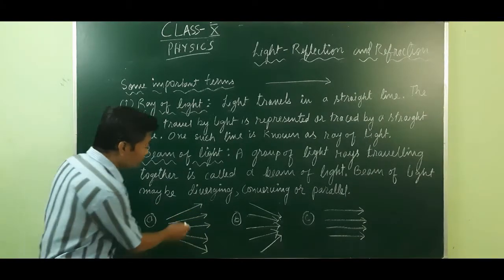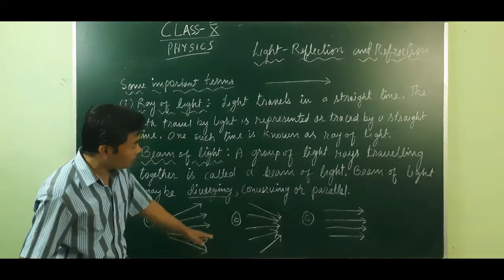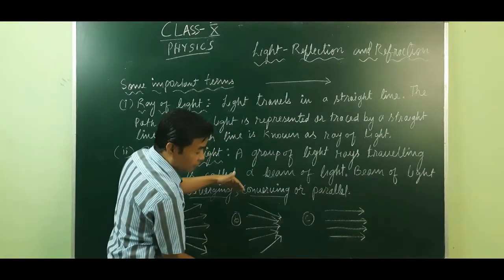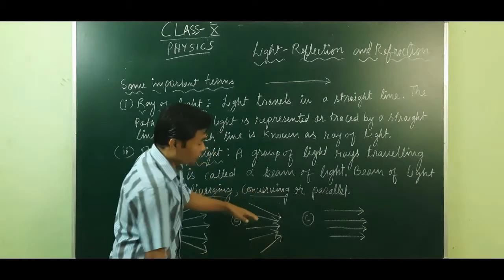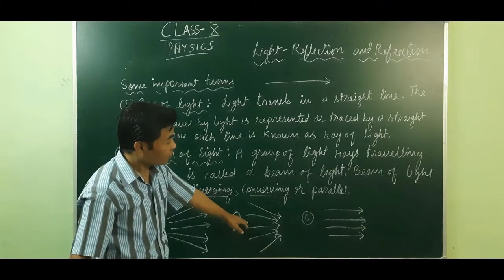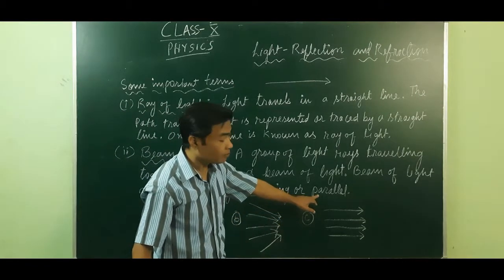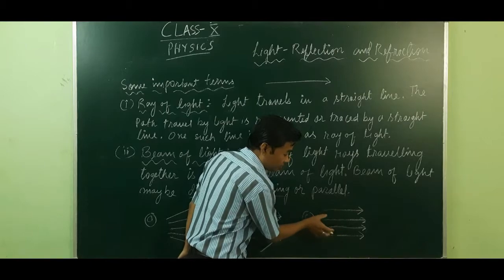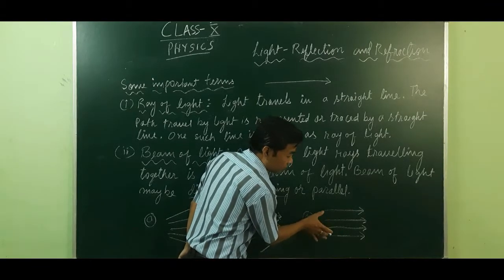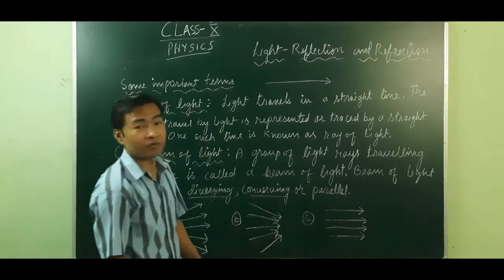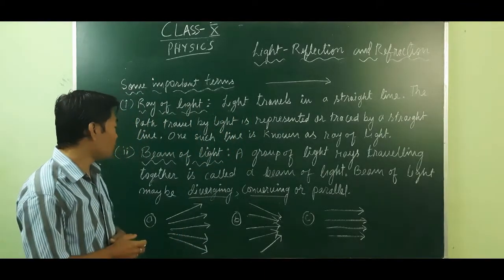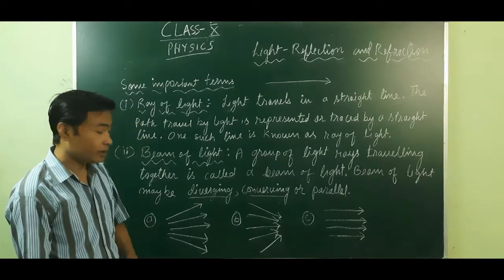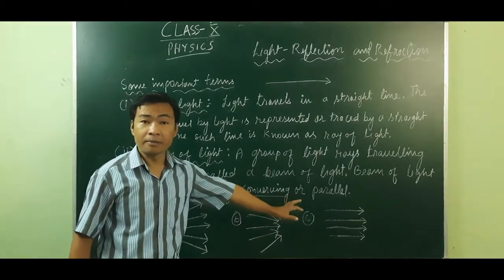Number B, if you look at the number B here, diagram, converging. So the light rays are converging at one point. Okay, so this type of ray is called converging. And number C, you see parallel beam of rays. Okay, if a group of light rays travel together parallel to each other in the same directions, we call this a beam of parallel rays. So we have three different types of light rays here. Beam of light, which is diverging, converging, and the parallel.